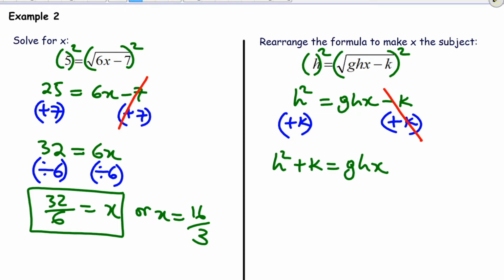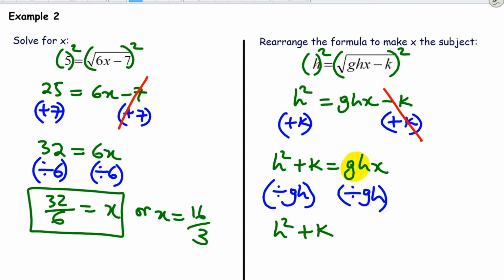Now, gh is multiplied by x. It's a factor that's multiplied by x. But we want to be left with the x. We want to remove that factor. So what you're going to do is divide by gh. And we have to do the same thing on each side. So what we'll be left with is h squared plus k over gh is equal to x. Okay, and that will be our final solution.